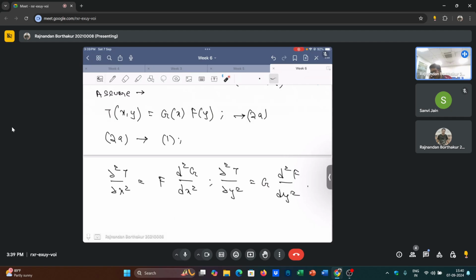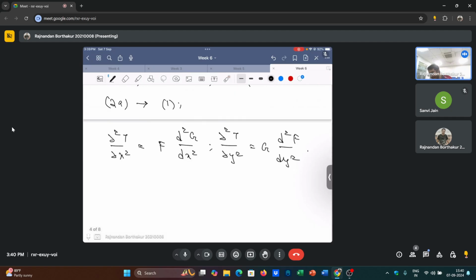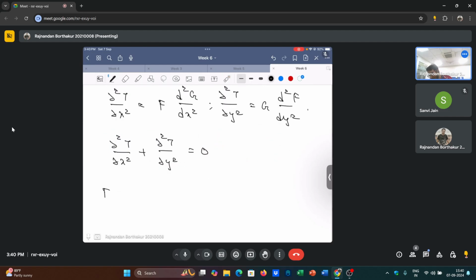Now if we substitute this, our equation was del square T by del x squared plus del square T by del y squared equals 0. Then if we substitute these forms, what we will get is f times d2g by dx2 plus g times d2f by dy2, and this is equal to 0.